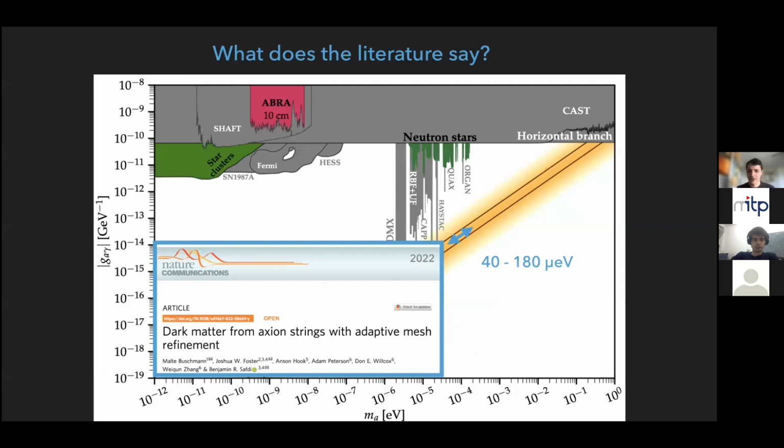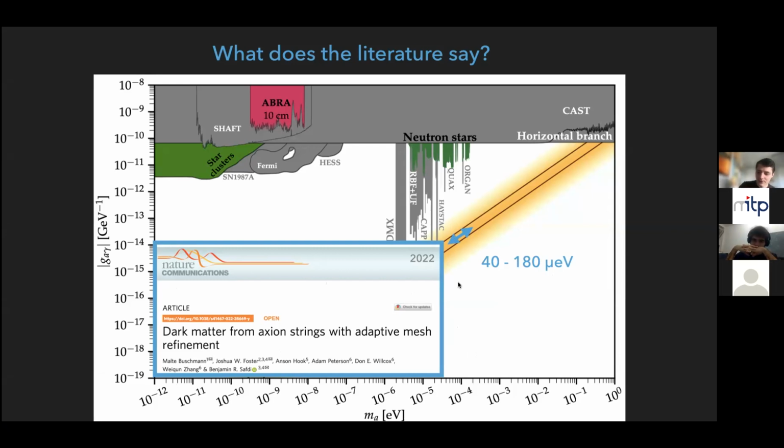Now, to put that in a little bit more context, on the normal exclusion plot, 40 to 180 micro eV is somewhere over here, which is unfortunately slightly too heavy for ADMX and Haystack, though they might be able to reach the lower range, but it's definitely difficult.